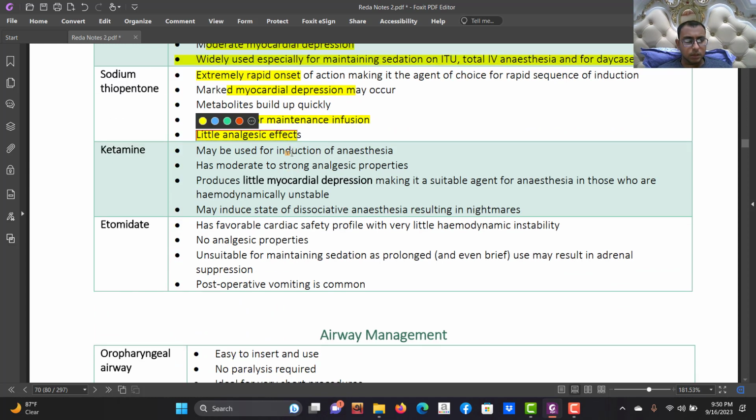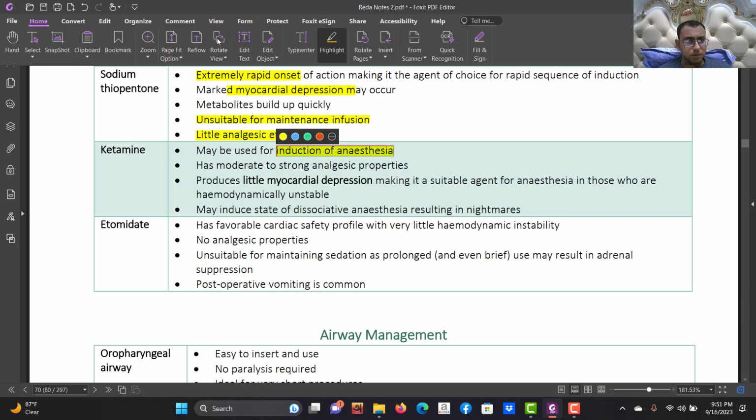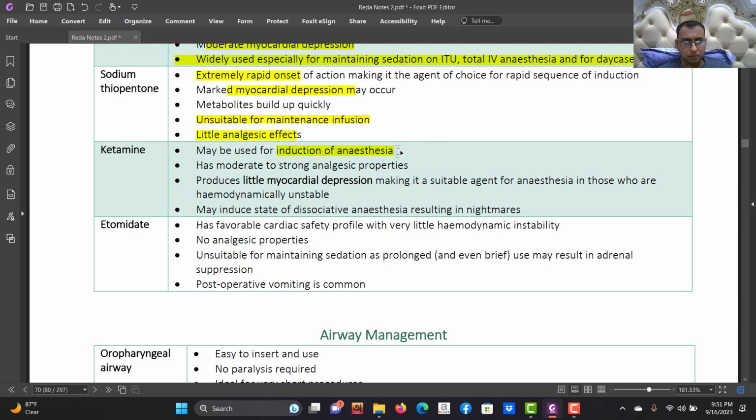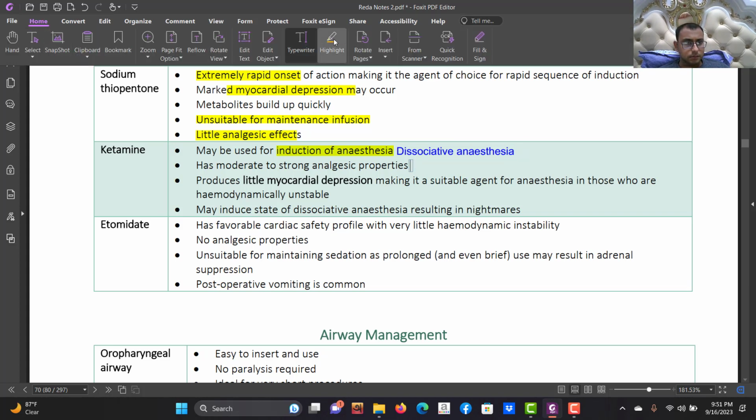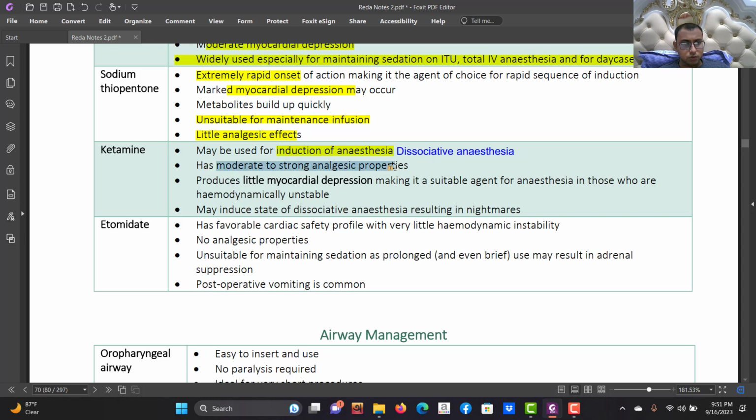So ketamine may be used for induction of anesthesia, that is dissociative anesthesia. Ketamine is used as a dissociative anesthetic. Let me write it here. Dissociative anesthesia. It has moderate to strong analgesic properties, strong analgesic properties.